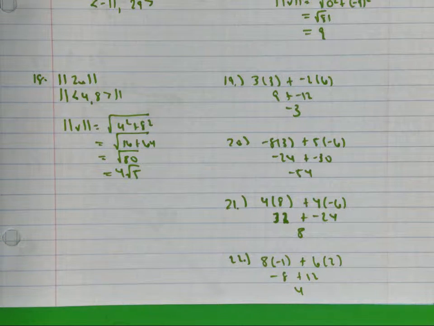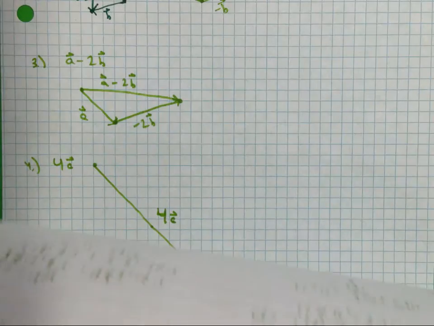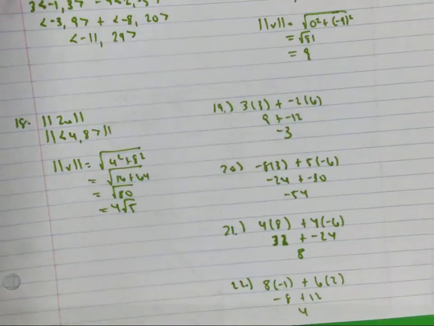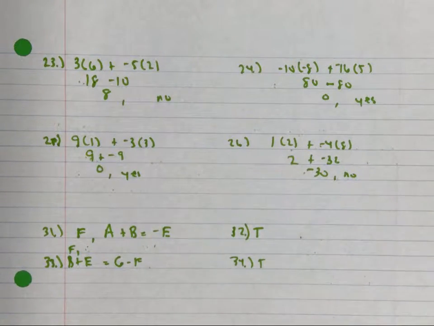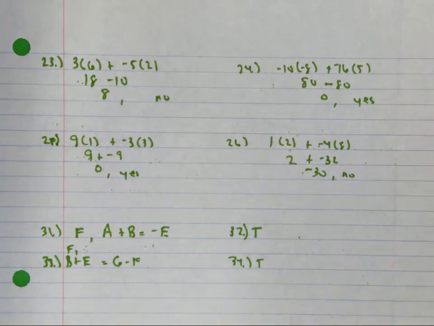What does the word orthogonal mean? That the vectors are what? And that means they meet at a what? Right angle. And how do you know if the two are orthogonal? Do the dot product and you get what? Zero. Very good. So the next part is you have to determine if they're orthogonal. Well, you've got to do the dot product. So number 23, you get 8 and it's a no, 24 is 0, a yes, 25 is a yes, and 26 is a no.